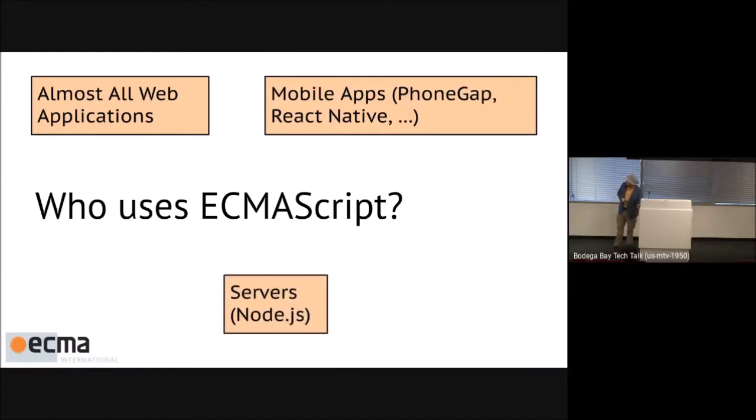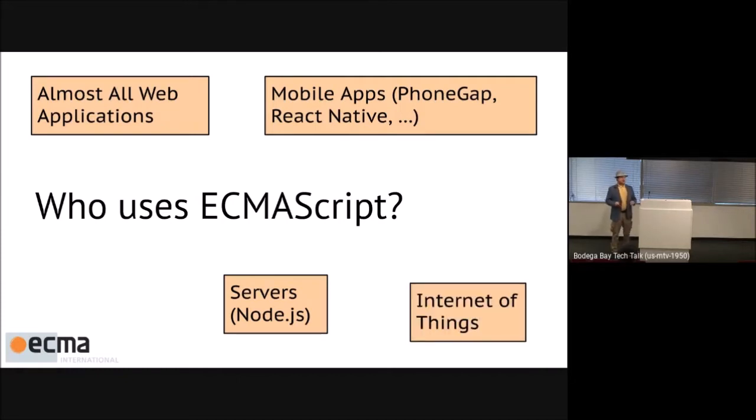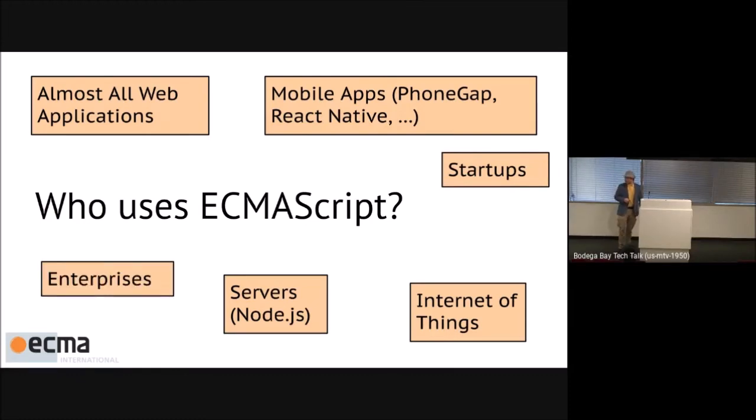Mobile apps. A lot of mobile apps are also built in JavaScript these days. Servers can use it with Node.js, which is a popular server language. You can have the Internet of Things. There are many Internet of Things devices that are also running Node.js these days, so it's running maybe on your cameras or on your little smart home devices. Startups use it, enterprises use it, and students use it. So it's used by a lot of people.